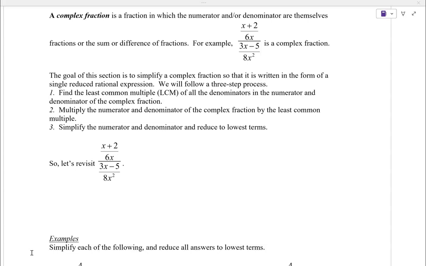So this section 14.5 is on complex fractions, and then 14.6 will be on solving equations with rational expressions, and that'll be the last two sections that we'll have. So that'll be what we cover this week. Are there any questions over anything at all before we get started?